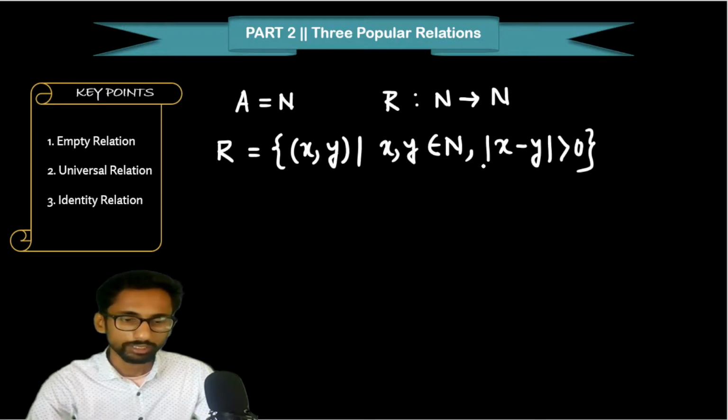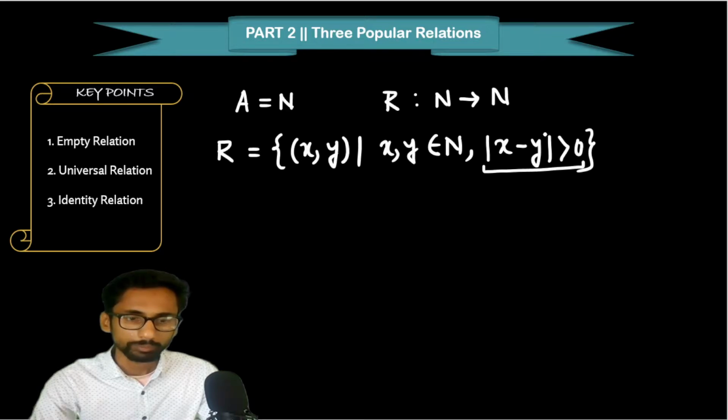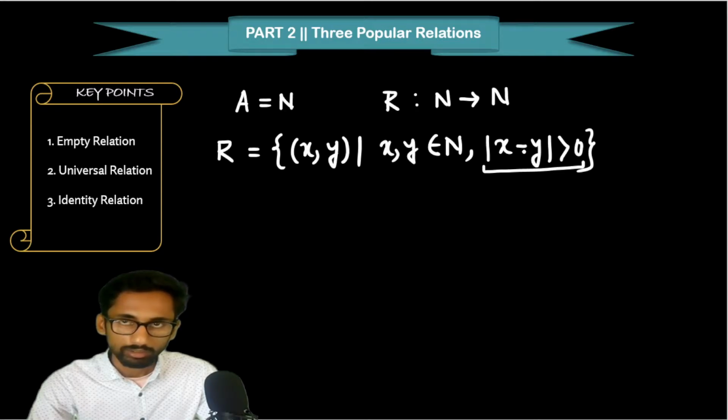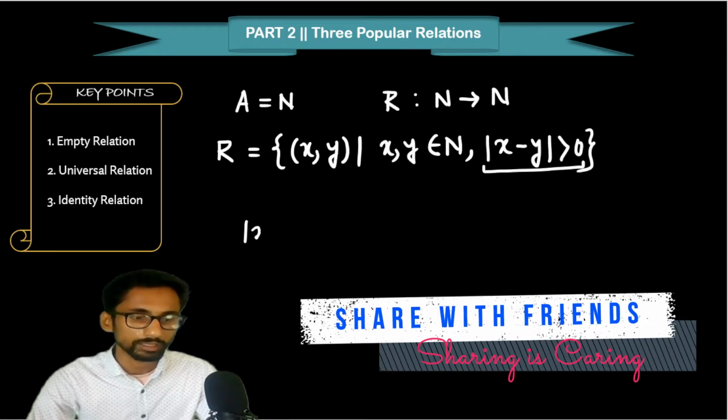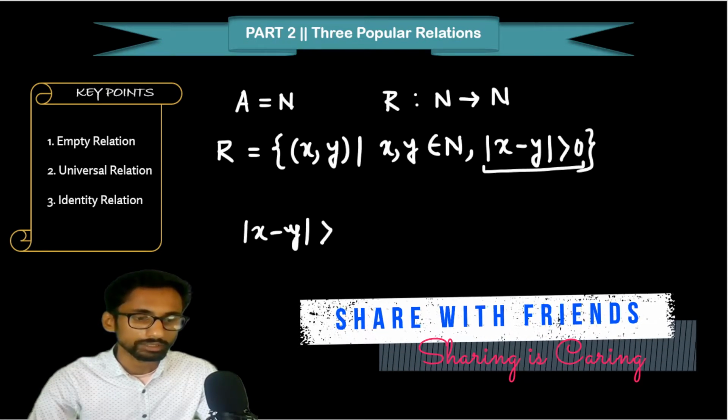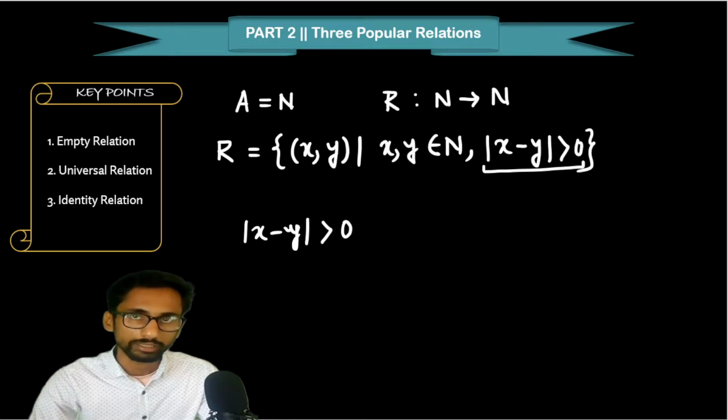Now just look at the definition. Whatever be there within the mod, whatever be the value of x and y, whatever be the operation plus or minus or multiplication or division, the final outcome of the mod of x minus y is always going to be greater than 0. It doesn't depend on the values of x and y. So whatever be the source set or the domain and whatever be the codomain, this relation or this definition is going to be satisfied by all.